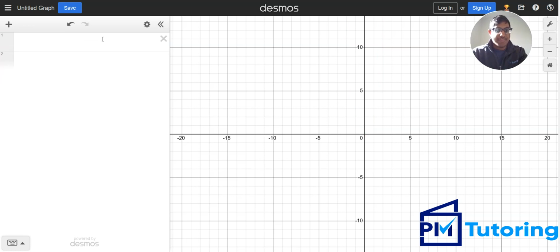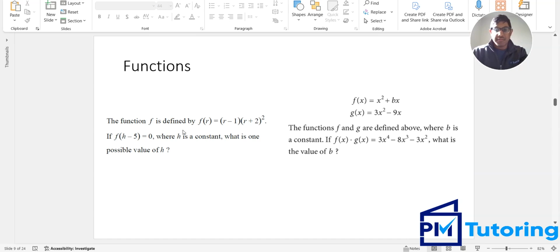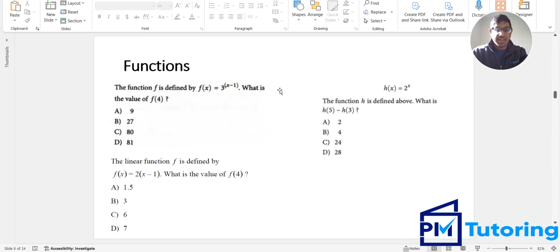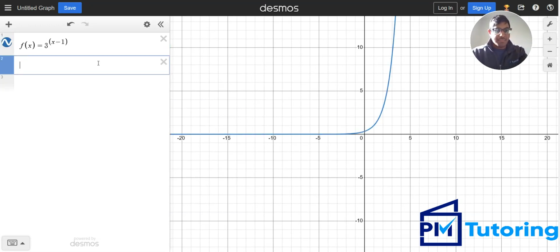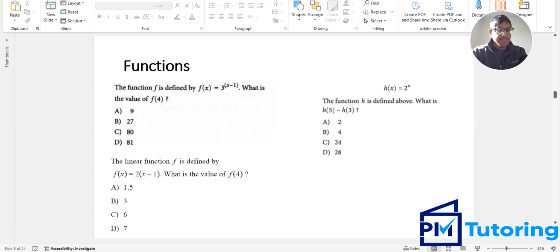Now, obviously, at the most basic, we can solve functions. So let's take a look at a couple of examples. So over here, that's the most complicated ones. We're going to start with f of x equals 3 raised to the x minus 1. So here's 3 raised to the x minus 1. And then we're being asked for f of 4, which is 27. So f of 4 is 27, or b.